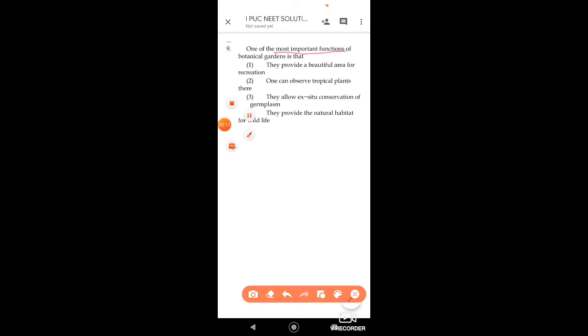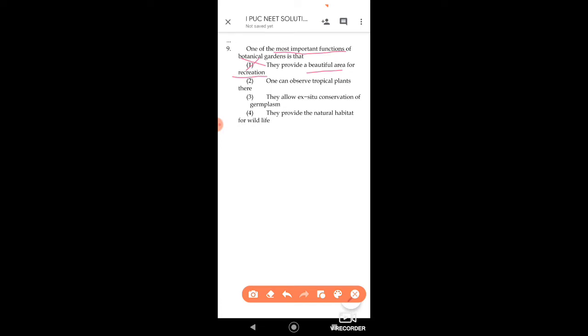Ninth question we have is, one of the most important functions of botanical gardens is that. Four options have been given, so we need to select the most important function. All right, so first is, they provide a beautiful area for recreation. Yes indeed, but it is not considered an important function. Any botanical garden, if anybody visits, indeed it is a beautiful area which provides recreation, but we need to consider the purpose of its establishment and what the important functions are.